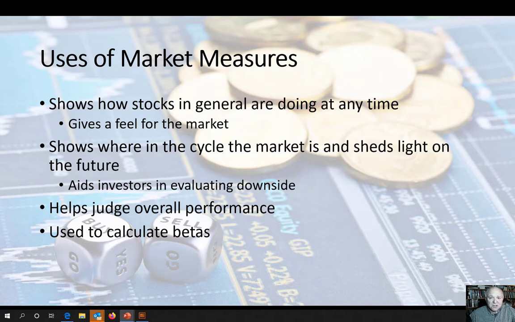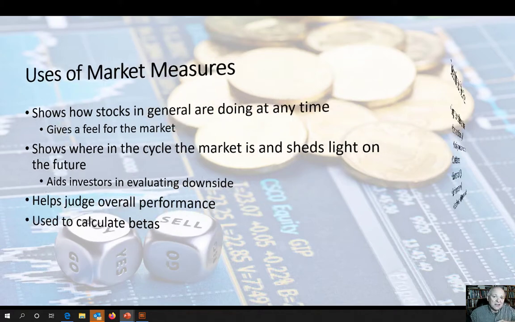These measures tell us in general how the average stock is doing at any point in time. It gives us an overall feeling for the market. It shows where in the business cycle the market is, and it helps us to be able to predict the future. It also aids investors in understanding what the worst possible outcome can be in a major downside movement. It helps us to judge the overall performance, and of course, as we've seen in corporate finance, the volatility of our stock relative to the rest of the index is the measure beta that is so important to us.